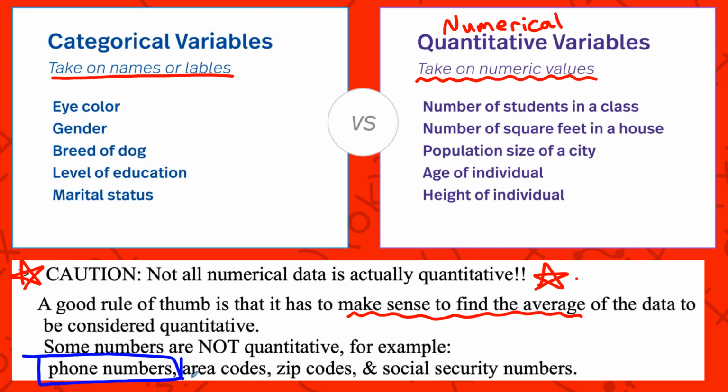So same idea, area code, that's like the number in front of your phone number. Same thing, that's not measuring anything. It's just giving you a location, which is actually categorical. Same with zip codes. Social security numbers, they're identifying you as a person. They're putting a number to you, but you're not measuring anything about yourself when you look at your social security number. It doesn't have any rhyme or reason about you. It doesn't tell you how tall you are or how much you weigh or how much money you make or none of those things. So sometimes numbers are not quantitative. That can be kind of tricky.